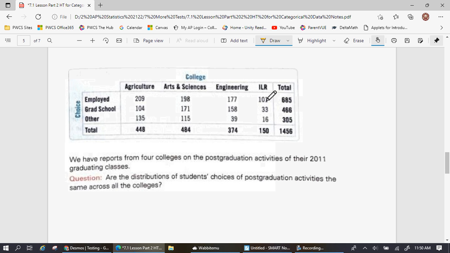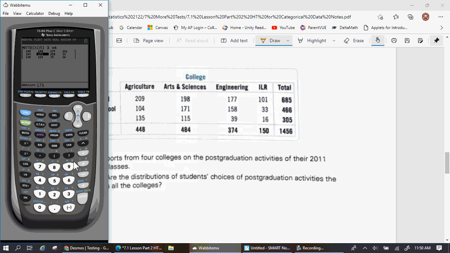If these majors are homogeneous, these distributions are all the same, and they'll all be the same as this distribution. So our calculator is going to say, hey, how many grad school engineering majors would we expect if all of these distributions were the same? And the calculator is going to do all that work for us. We don't have to do it.